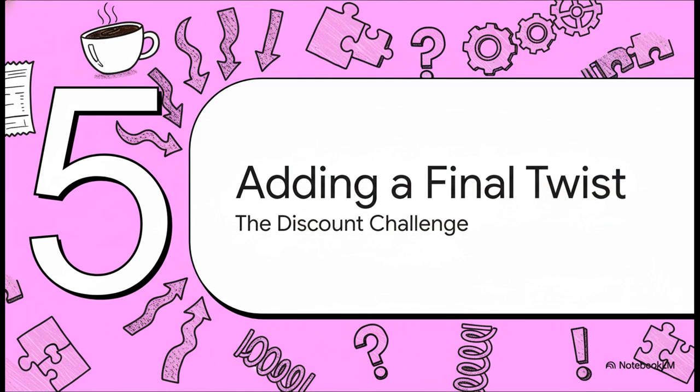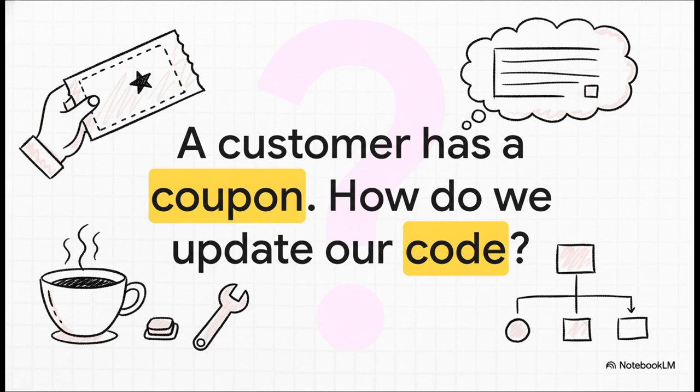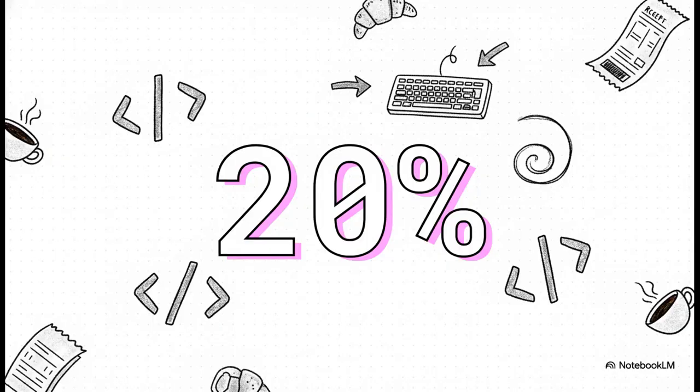But wait, we're not quite done. A good system isn't just one that works. It's one that's flexible. So let's add one final challenge to really show off the power of what we've just built. This is a classic real-world problem, right? Your system is working perfectly, and then a customer hands you a coupon. How do you handle that without having to rewrite everything? Let's say it's a pretty good coupon, too. A generous 20% off the entire bill. How do we update our code to handle this new twist?